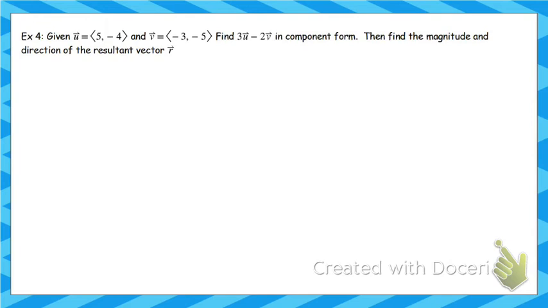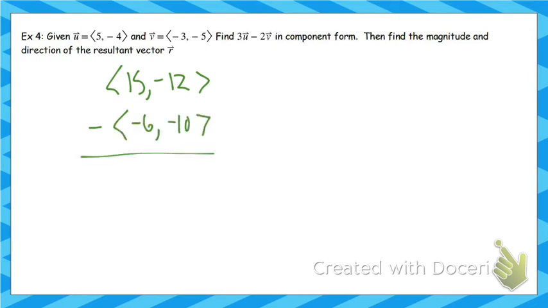So let's do 3u. That's going to be 15, negative 12, and then minus 2v. So that's negative 6, negative 10. 15 minus negative 6 would be 21. Negative 12 minus negative 10 would be negative 12 plus 10, which is negative 2. And I said 21, but didn't write 21. My comma turned into a 1.